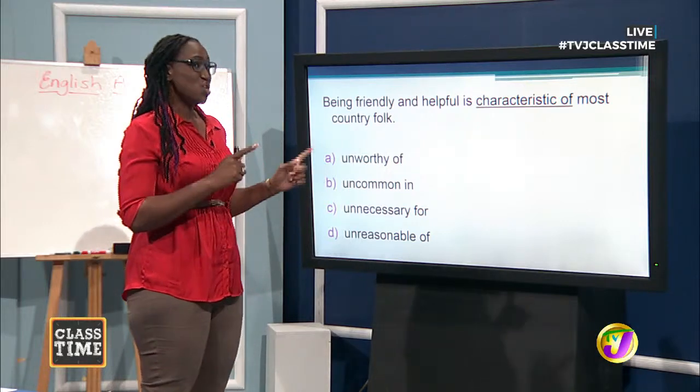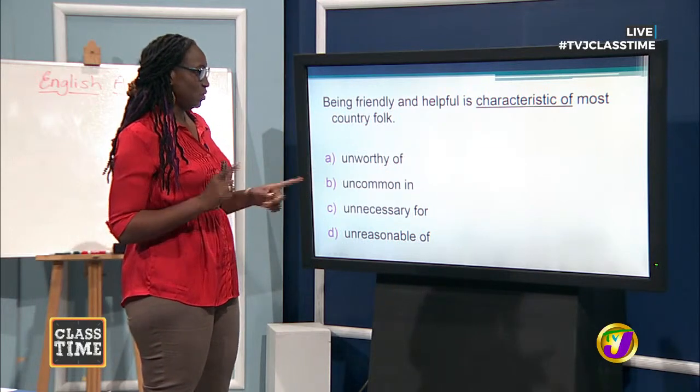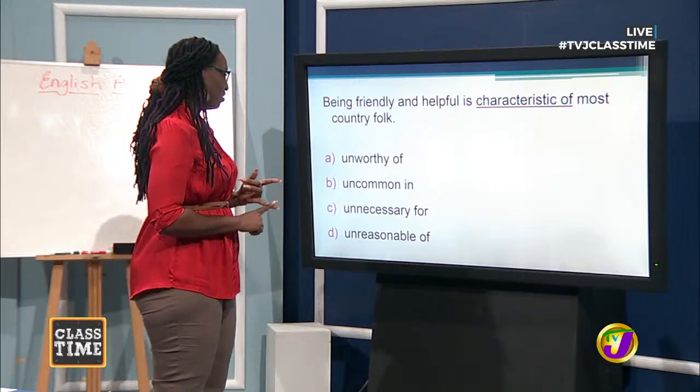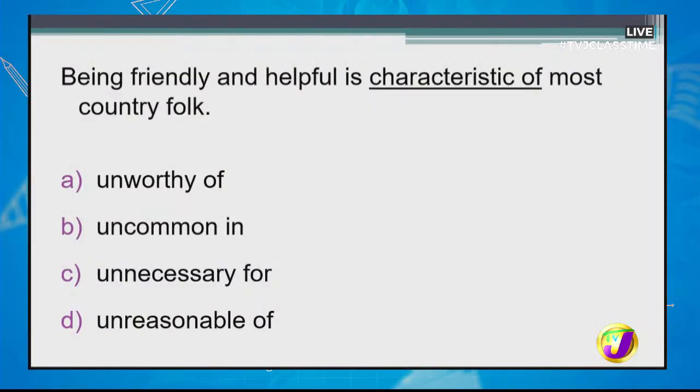So what is not characteristic? What would you say is the opposite of that? Is it unworthy of? Is it uncommon in? Is it unnecessary for? Or is it unreasonable of? So something that is the opposite of characteristic of. Ready with your answer? I hope you are, and I hope it's right.